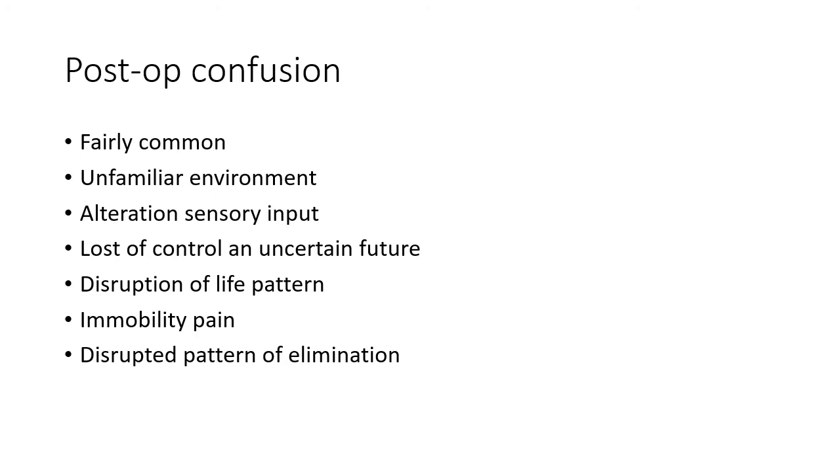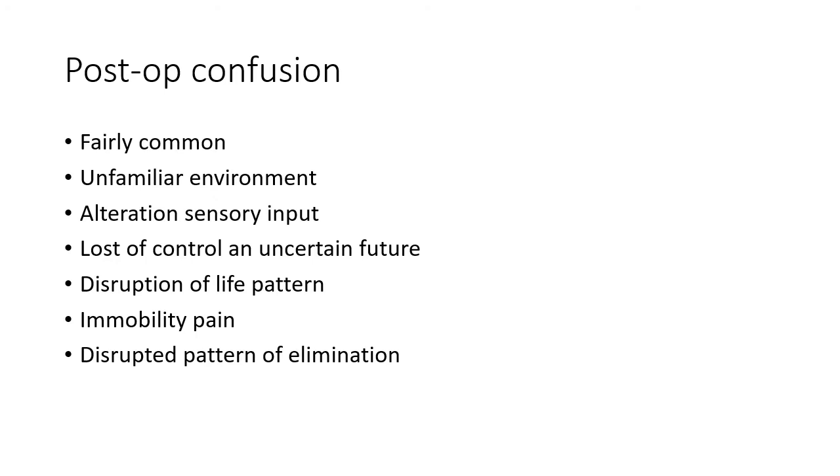The post-op confusion is a fairly common issue. The patient has an unfamiliar environment because they're staying in a hospital and later they're going to a rehab. It is different from their home setting. They may have alteration in sensory input, loss of control, and fear of an uncertain future because they don't know what can happen, where they're going after surgery, may or may not go home, they may go to a rehab facility. So they have a disruption of their life pattern.